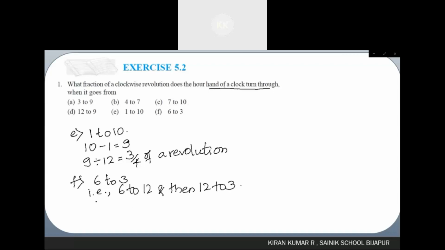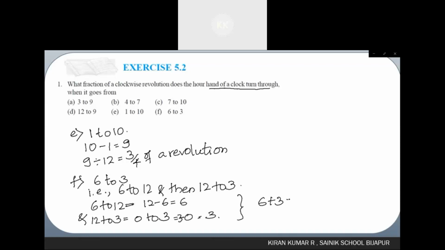When we do this 6 to 12, it means that it is 12 minus 6, which will be 6, and 12 to 3 is same as 0 to 3. So totally, when 0 is subtracted from 3, we get 3. When we combine that, I'll get 6 plus 3, which is equal to 9. I need to divide 9 by 12. I'll be getting 3/4 of a revolution.